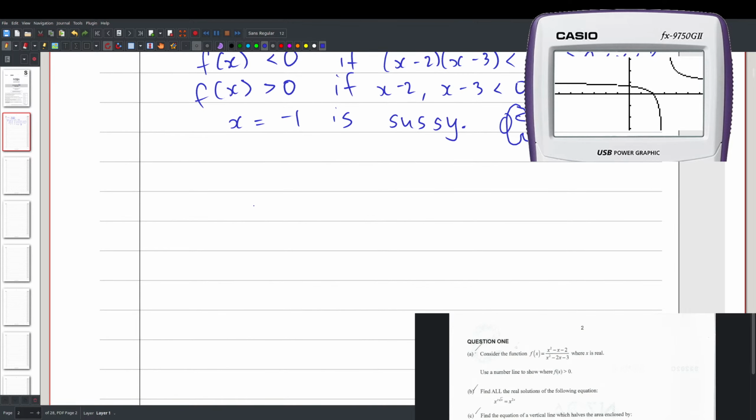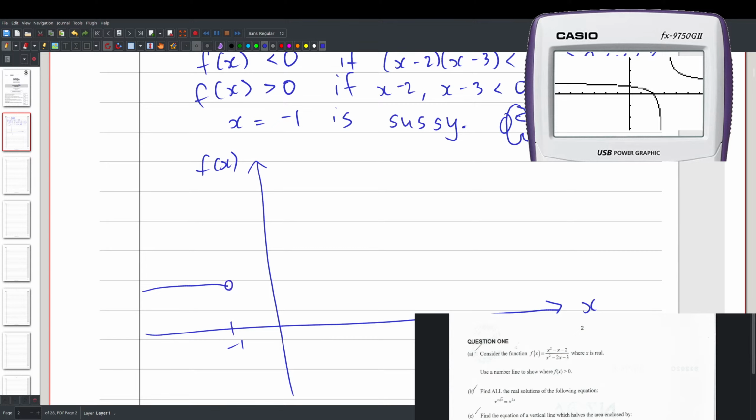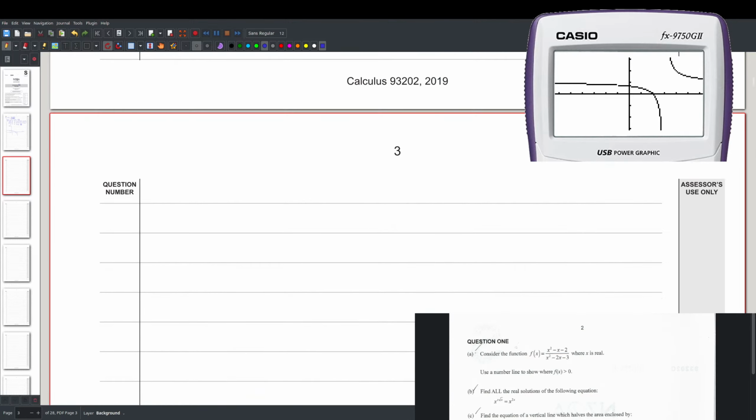Alright, so now we draw the number line. I don't have a ruler, by the way. And then basically just copy what you see on the graph. That's basically it. Alright, second question.